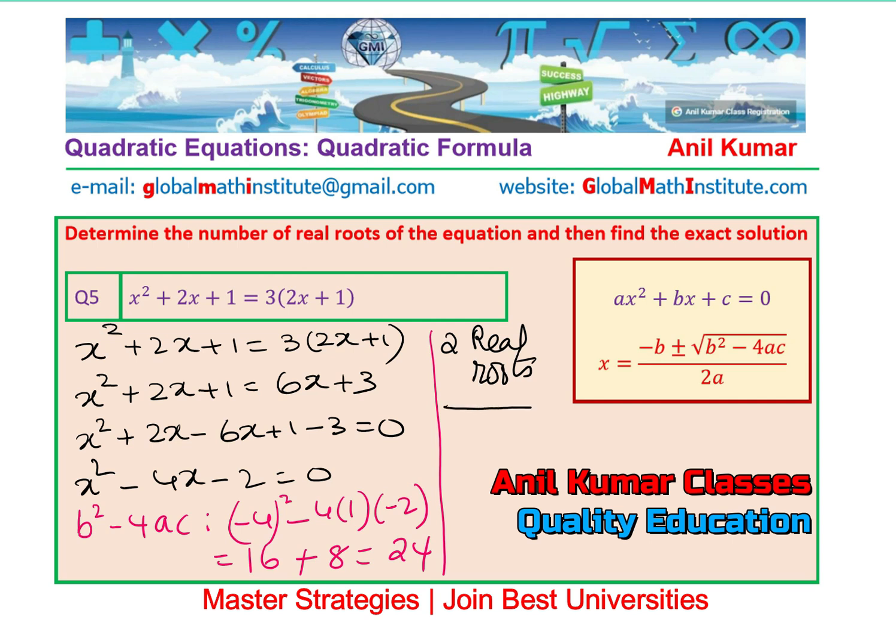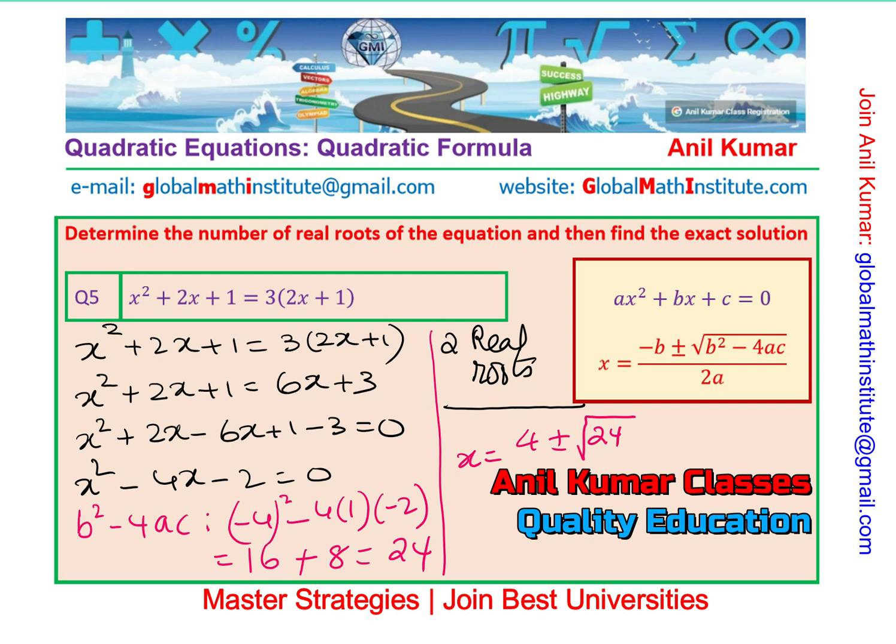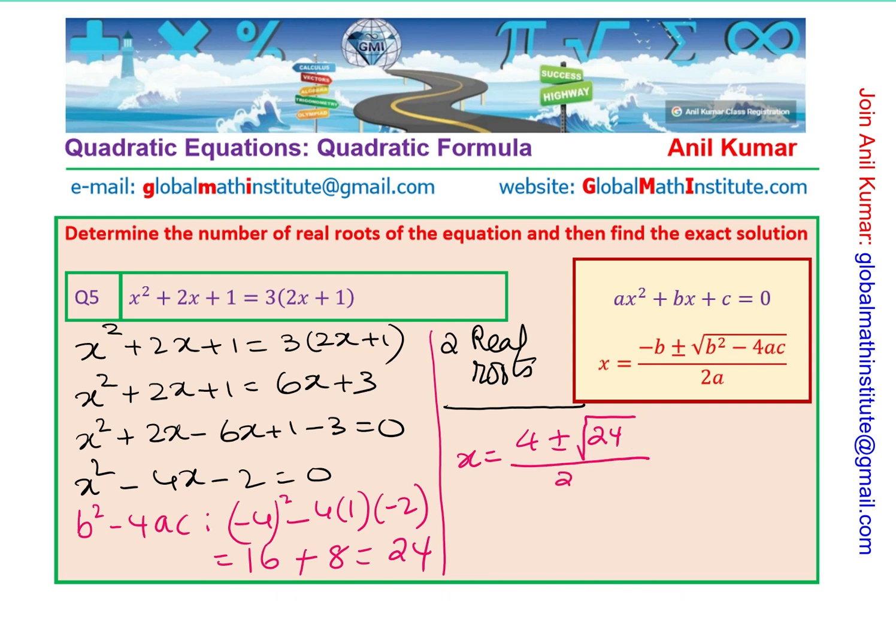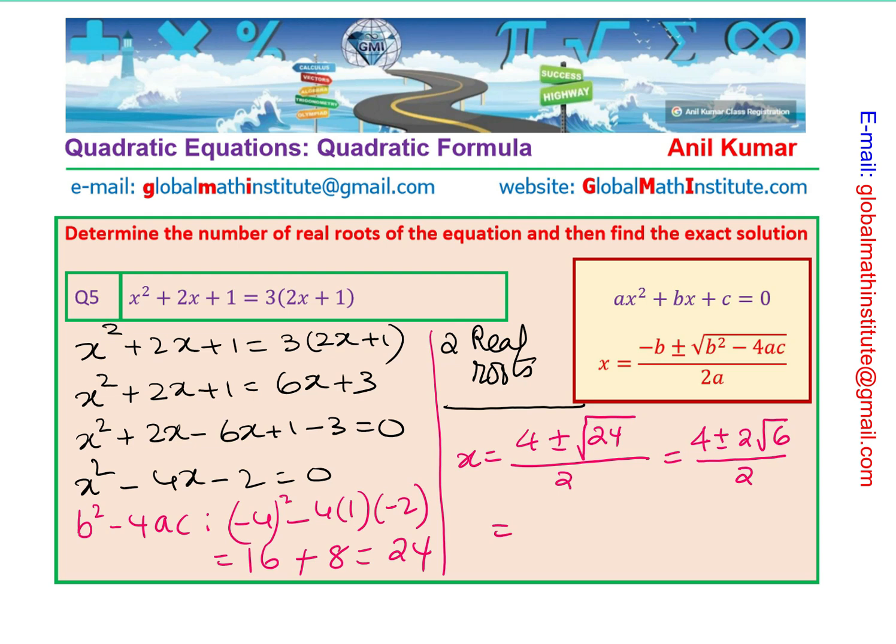So let's find these roots now. The value of x will be minus of minus 4 plus or minus square root of 24 over 2 times a, which is 2 here. Now, 24 can be broken down and written as 4 times 6. So you could also write this as 2 square root 6 over 2. And therefore, the x value is 2 plus or minus square root 6.